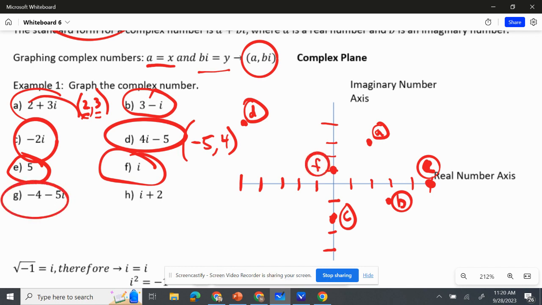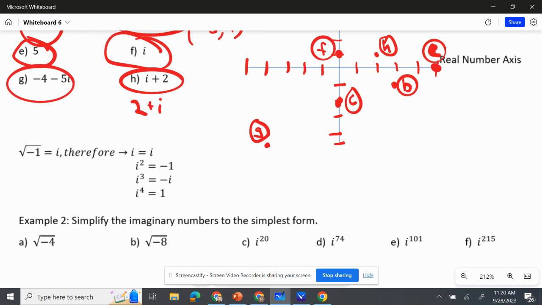For G, what we have is left 4 and down 5. And then our last one, i plus 2 would be the same thing as 2 plus i. So we would go to the right 2 and up 1. So that right there is plotting on the complex plane.